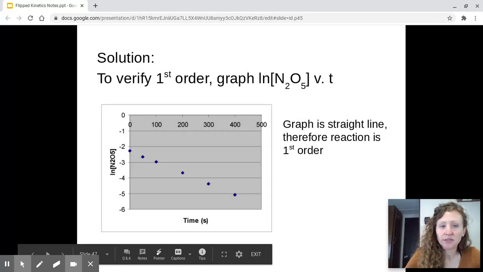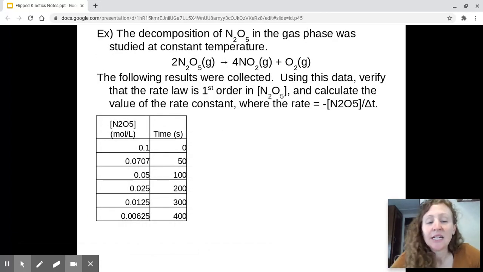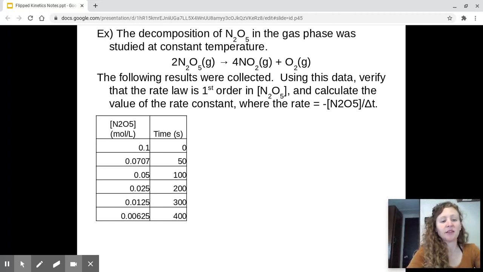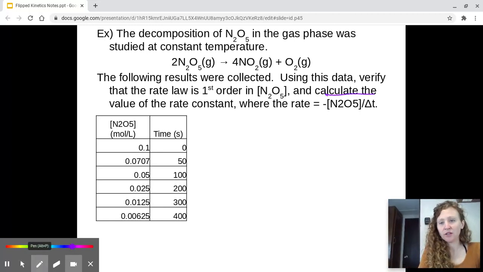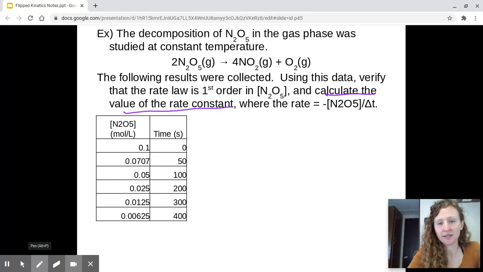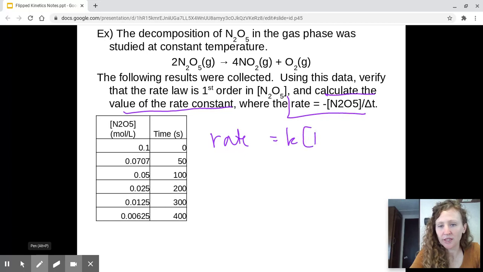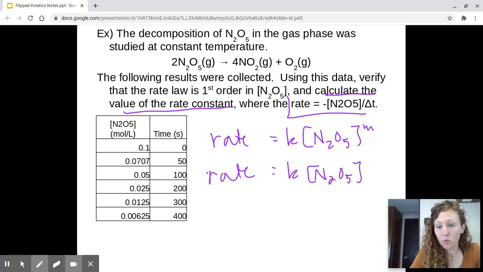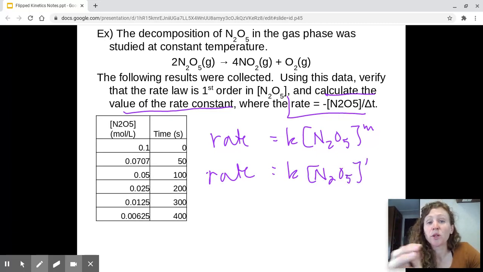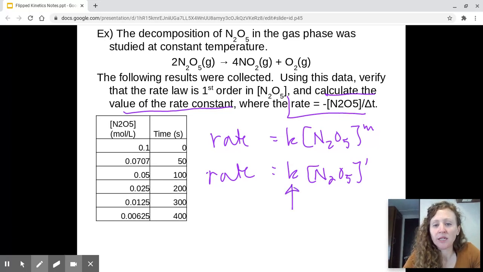Okay, now the second thing that this question asks us to do is to calculate the value of the rate constant. So we know what our rate law would be, right? A general form would look like N2O5 to the m. We now know what the order would be, so we can fill that in. N2O5 to the 1, right? In order to complete this rate law, what we need now is the k.